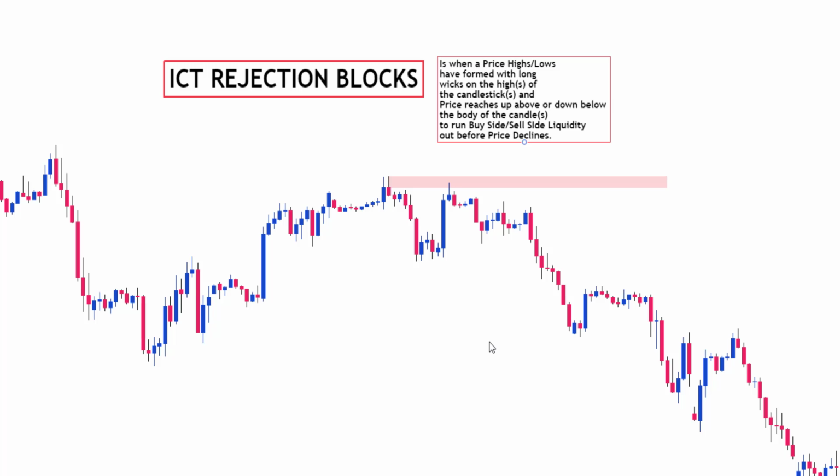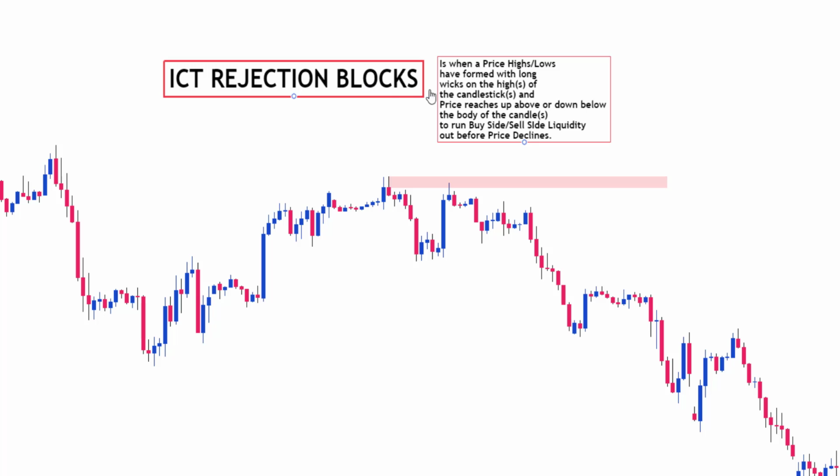So in today's video, we'll be talking about ICT rejection blocks. So what exactly is an ICT rejection block? I have the exact definition of what ICT himself used in defining a rejection block, and I'm going to define it correctly as he did. And then we're going to go into the practicals of finding everything about ICT rejection blocks.